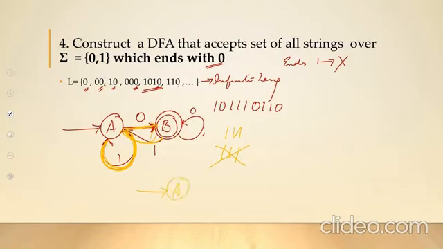So it's something like this. A, B is my final state. On 0, I go to B, on 0 it stays at B. I have a 1 over here, and then here 1. So this is my DFA for any string over sigma 0, 1 which ends with 0.